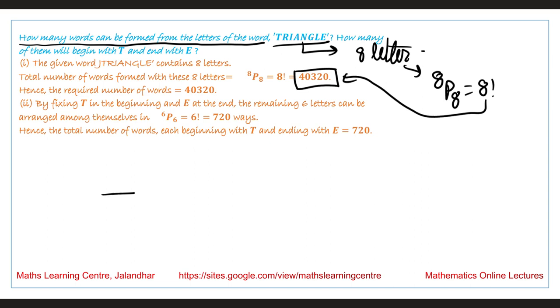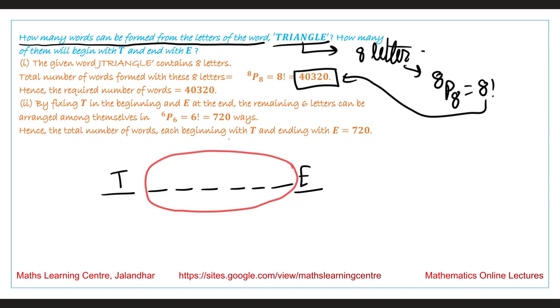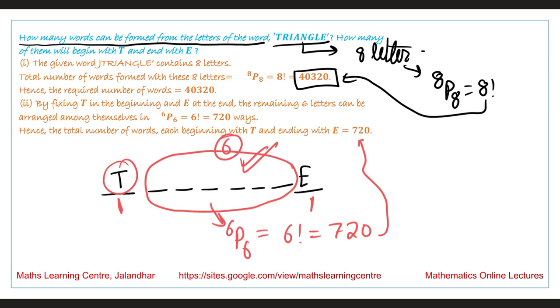Now it should begin with T and end with E. How many letters are we left with? 6. For this case, there is only one option for each of the fixed places. So how many ways are there? It is 6P6, in which we can arrange the remaining 6 letters. The answer we obtain is 6 factorial, that is equal to 720 ways.